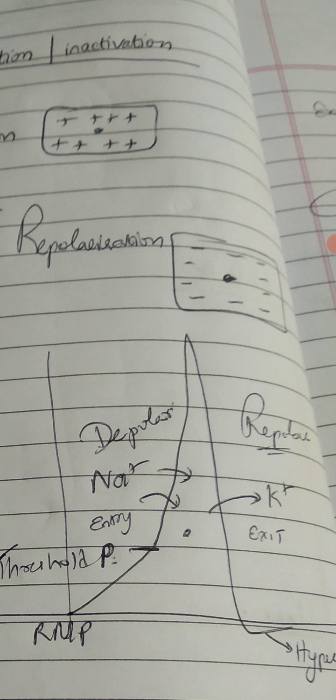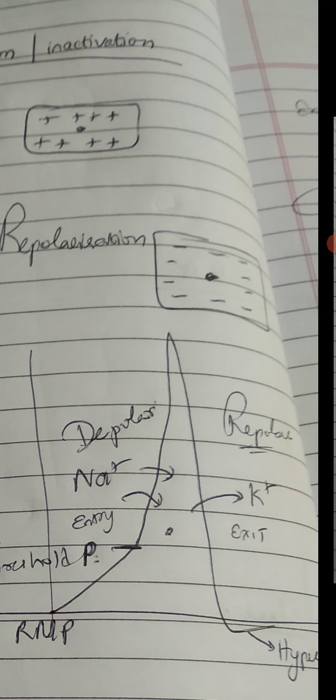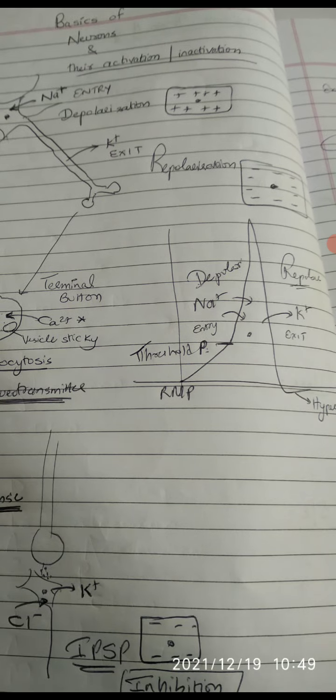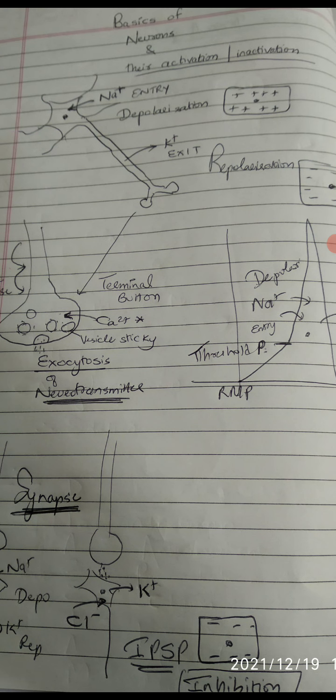In the graph I have also shown the entry of positively charged ions like sodium resulting in depolarization, or the upstroke, and there is a peak potential followed by potassium efflux resulting in the inside of the cell becoming negative, that is called repolarization. And sometimes there is overcorrection, called hyperpolarization, and then back to resting membrane potential. This is the action potential of the nerve. So that is the basics of neuronal activation and inactivation, that is depolarization and repolarization.